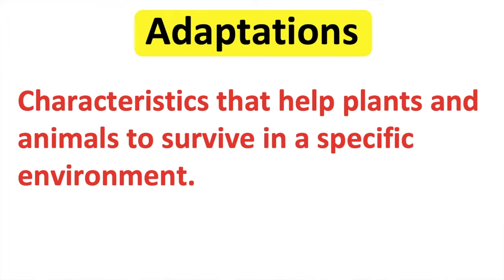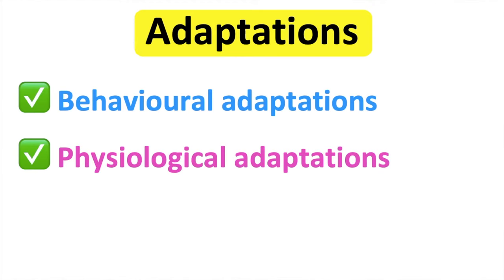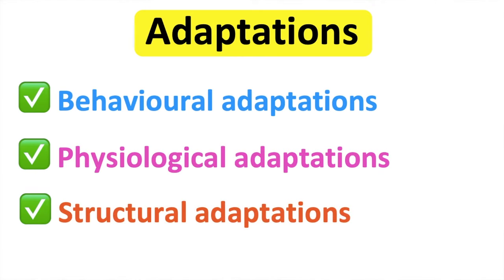Adaptations are usually inherited from parents or they come from random mutations. There are three types of adaptations: behavioural adaptations, physiological adaptations, and structural adaptations.